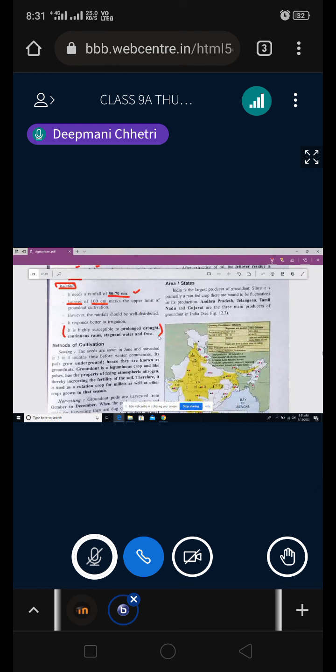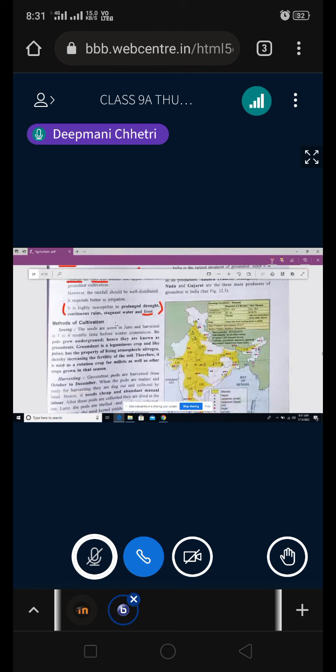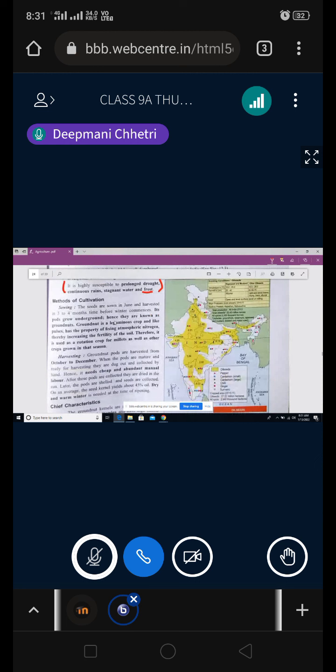As your adverse conditions: prolonged drought means a long dry condition. Continuous rain, you can understand the meaning of it. Stagnant water, I told you, is just accumulated water. And frost. Winter is very common, and frost is very common in the hilly areas. If you have been to the hilly region, you can find frost right now, but for that you have to get up early in the morning.